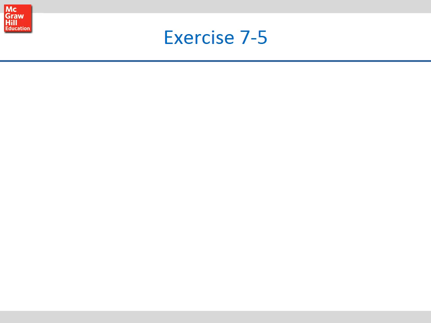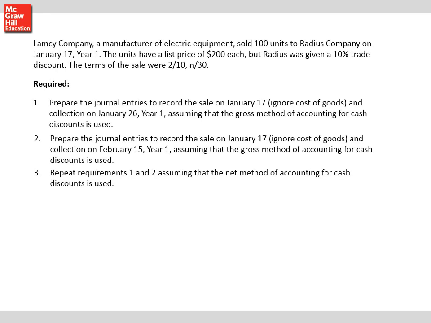In exercise 7.5, Lamsey Corporation, a manufacturer of electric equipment, sold 100 units to Radius Company on January 17th. The units have a list price of $200 each, but Radius was given a 10% trade discount. Terms of the sale were 2/10 net 30. So now we're getting into the accounts receivables. What we want to do is prepare the journal entries to record the sale on January 17th, ignore cost of goods sold, and then the collection on January 26th, assuming the gross method is used to record the cash discount.